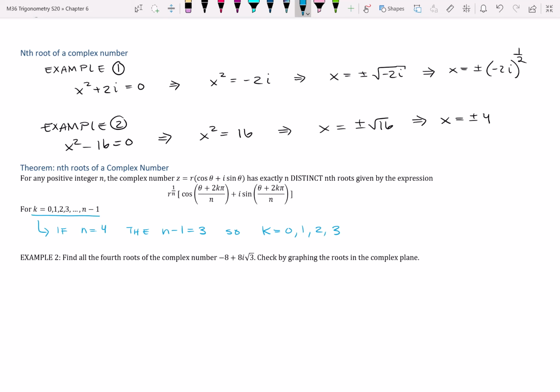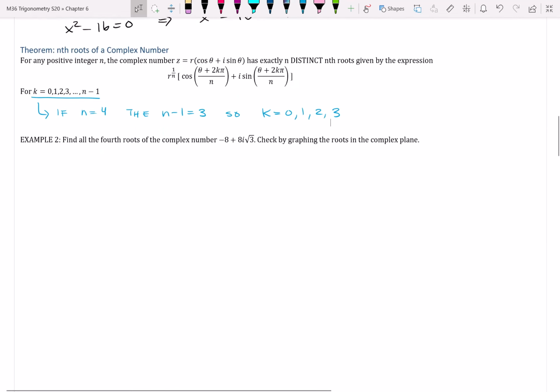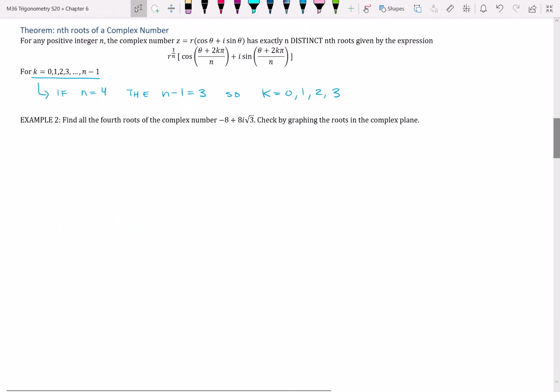Okay. So here's the next example. Called it example 2. All right, and so example 2 says find all the fourth roots of the complex number -8 plus 8i square root of 3, and then check by graphing the roots in the complex plane. And I'll talk a little bit about that once we get there. It's a really cool property that it has.